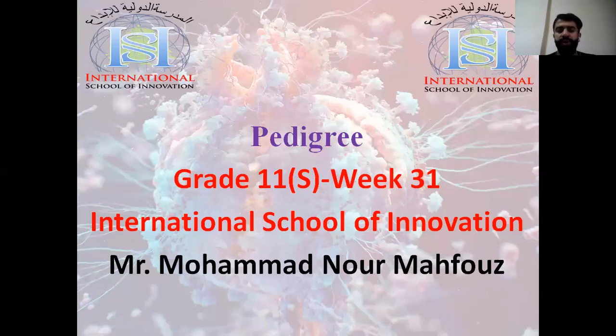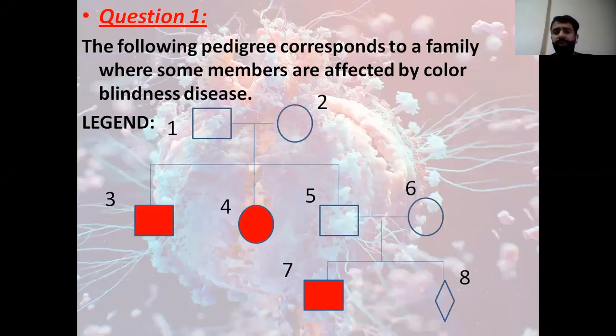In this session, we're going to continue with our chapter regarding the pedigree, which is the chapter of genetics. So we're going to move to question number one in this session. The following pedigree corresponds to family members affected by the color blindness disease, where individuals 3, 4, and 7 are affected.